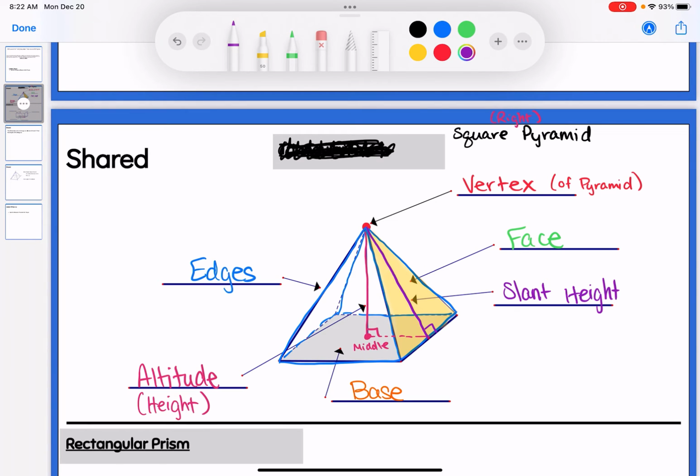All right, so vertex, face, base, edges, those are all common to any pyramid out there, but also really any three-dimensional shape. However, altitude of the pyramid, that's going down the center, forming a right angle with the base, and slant height is the one that's coming down one of the faces and forming a right angle with a base edge. Those are kind of special to pyramids.